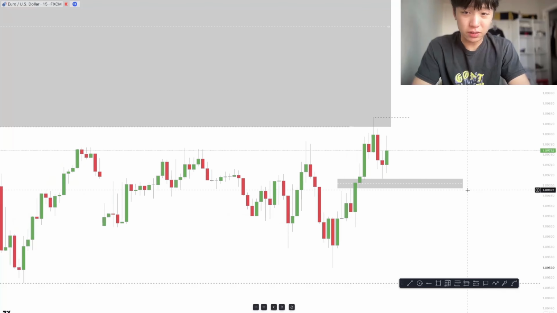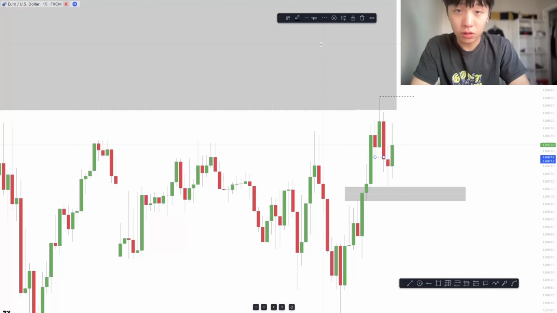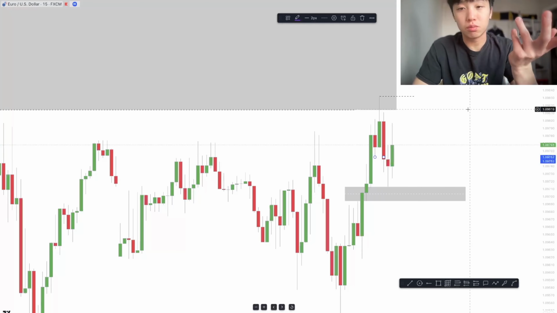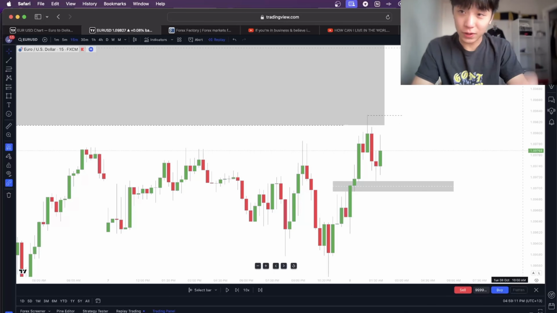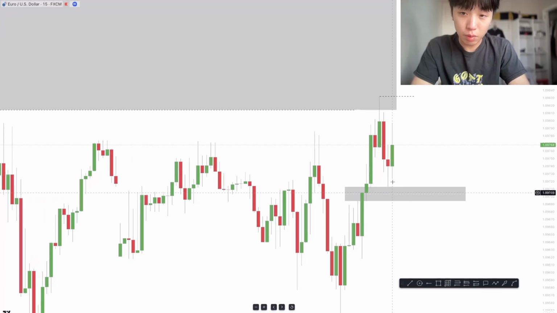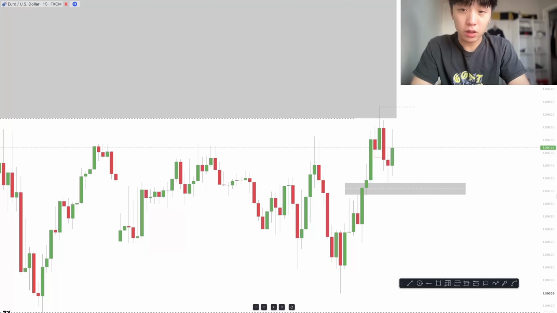But then I scaled down into the 15 minute. I was like, we just broke structure to the downside right here. That means we could probably push lower. Wait, do I have a face cam? We just broke structure to the downside right here. That means we could probably push lower. Right, cool.